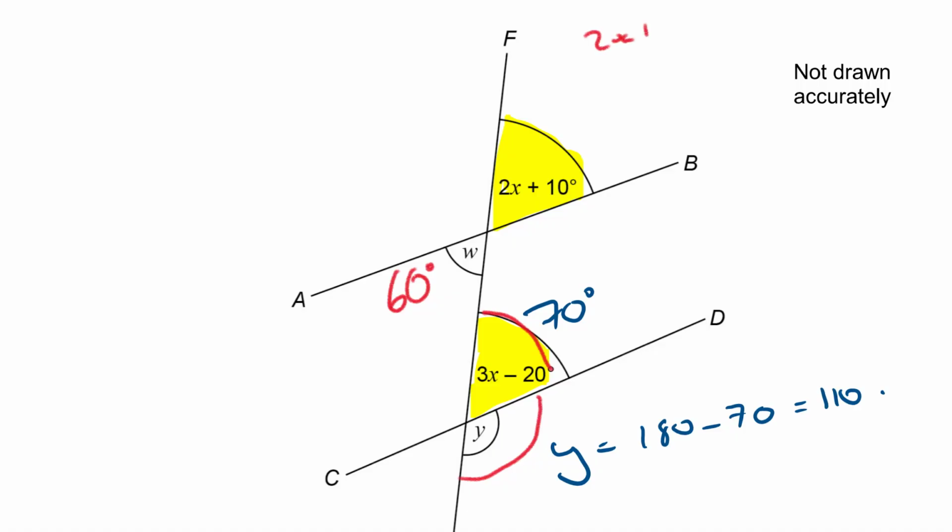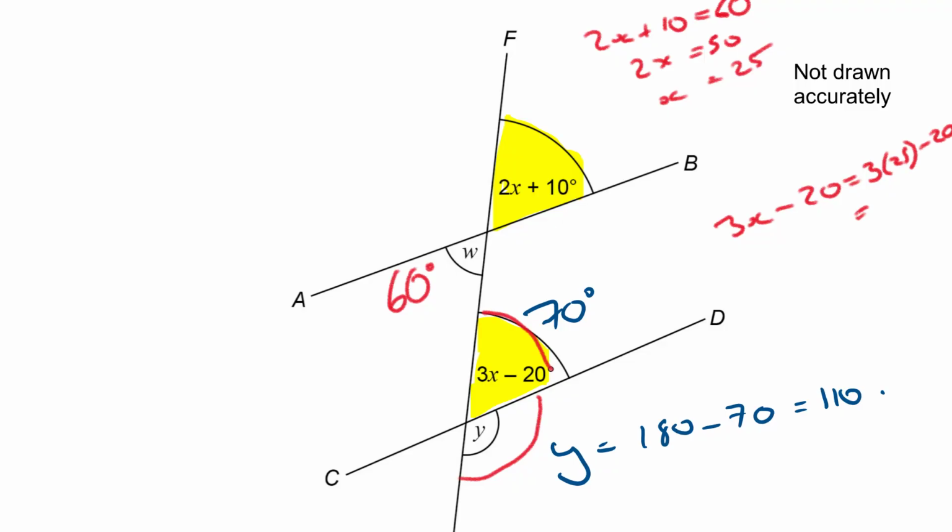So 2x plus 10 equals 60. So that makes 2x equal to 50, x equals 25. Okay, so if x is 25, then 3x minus 20 is equal to 3 lots of 25 minus 20. 3 25s are 75, take away 20 is 55. So that angle is going to get smaller from 70, what we thought it was before. It's now going down to 55.